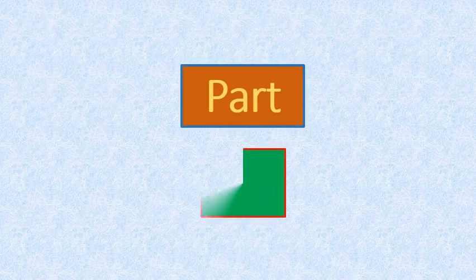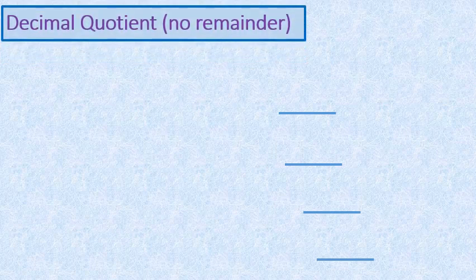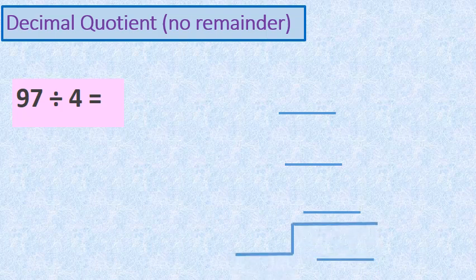Part 2. In part 2, we're going to review decimal quotient. We said in decimal quotient, I don't want you to have a remainder. We should be having no remainder. Okay? So, the question is 97 divided by 4.